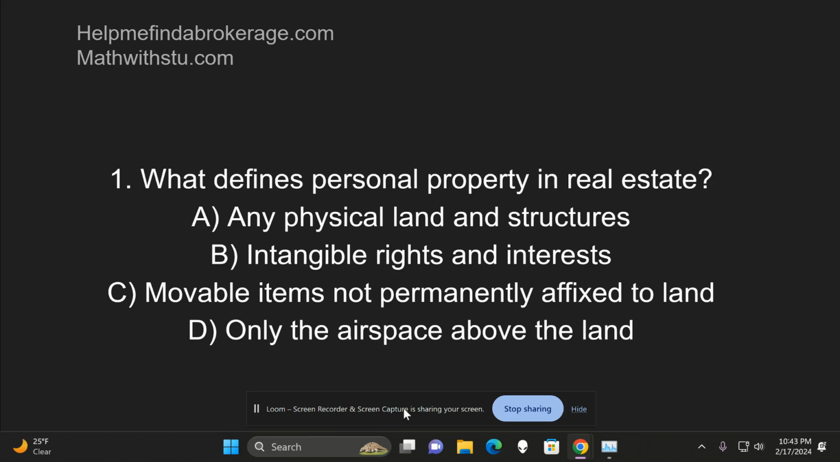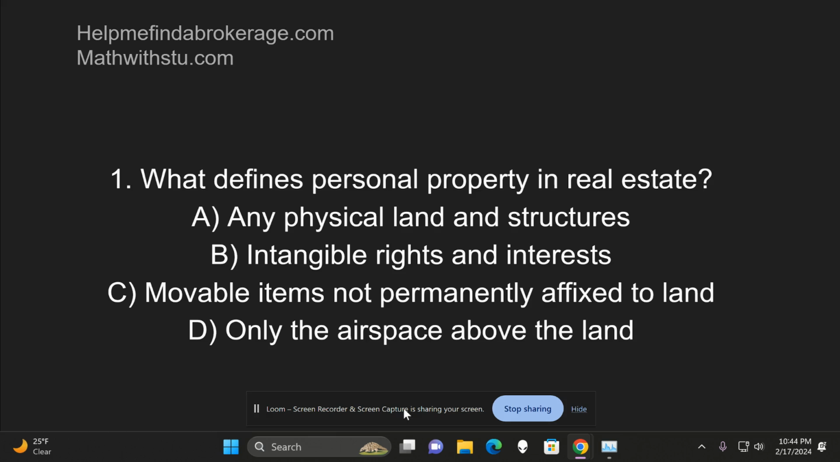Now, I just want to go into these questions and get some detailed information about this and hopefully help you out. So let's take a look at this first question. It says, what defines personal property in real estate? A, any physical land and structures. B, intangible rights and interests. C, movable items not permanently affixed to the land. D, only the airspace above the land. So what say you on this one?